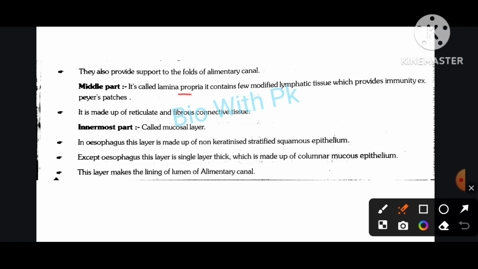Middle part, it is called lamina propria. It contains some modified lymphatic tissue which provides immunity, for example, Peyer's patch. It is made up of reticular and fibrous connective tissue. Innermost part called epithelial layer. In esophagus, this layer is made up of non-keratinized stratified squamous epithelium. Except esophagus, this layer is single layer thick, which is made up of columnar mucous epithelium. This layer makes the lining of lumen of alimentary canal.